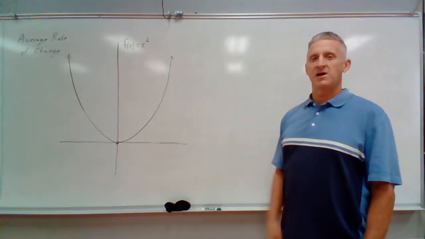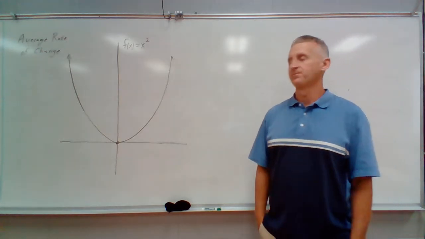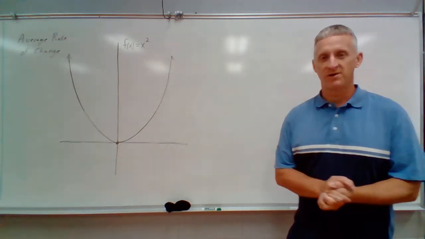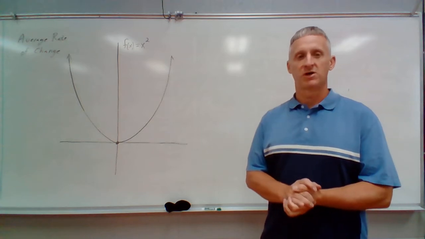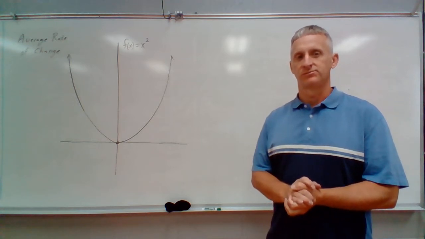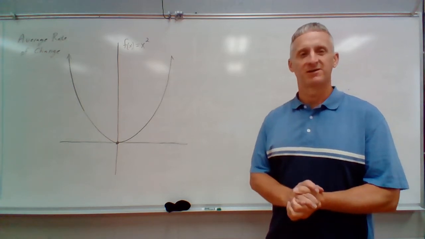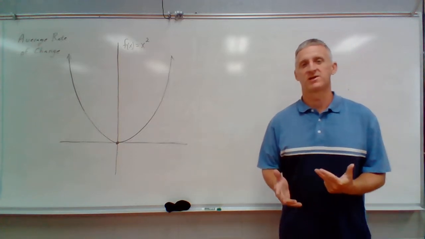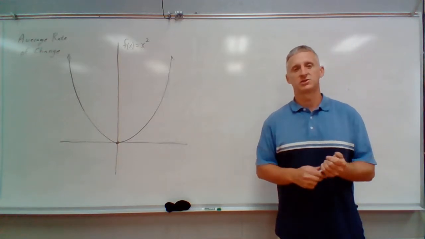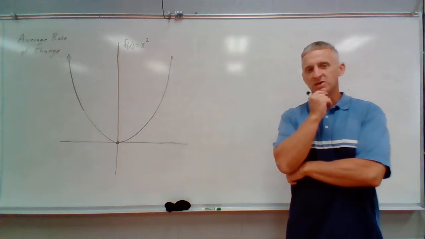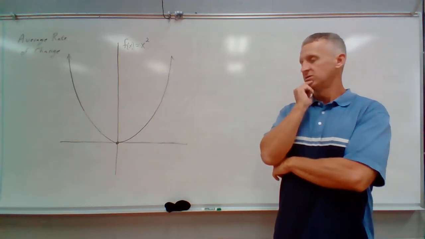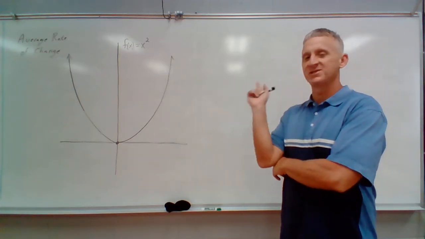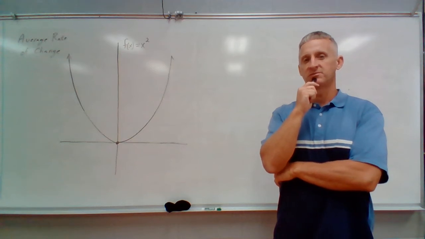Okay, so here's a graph of the function x squared. We want to talk about the slope of this curve. How do you find the slope of that? We know how to find the slopes of straight lines. This is not a straight line. Slope measures the steepness of the line. But what about the steepness of this curve?